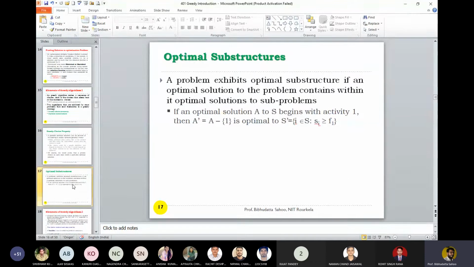The next is optimal substructure. A problem exhibits optimal substructure if an optimal solution to the problem contains within it the optimal solution of the subproblem. Again, I repeat that pathfinding example. You look into stage 1, stage 2, stage 3. You are finding a solution by selecting the first stage connecting vertex 0 to vertex 1. In the second, you are finding a path from vertex 1 to vertex 2. Then in the third, you are finding an edge from vertex 2 to vertex 3. So the complete solution is contained within the solution to the subproblem.